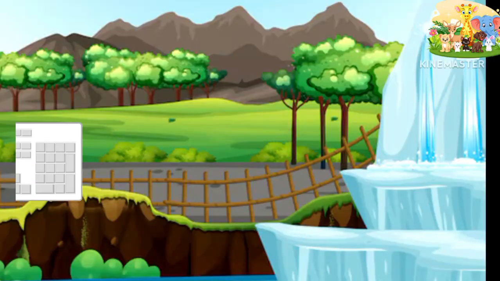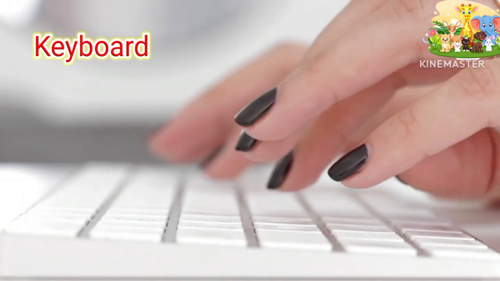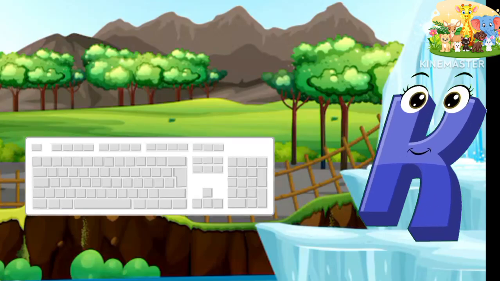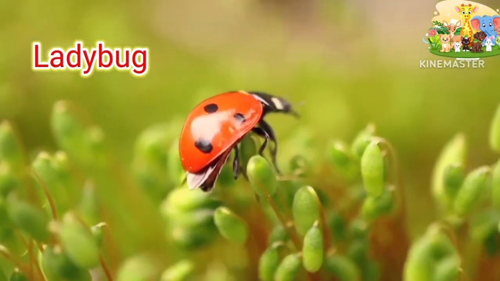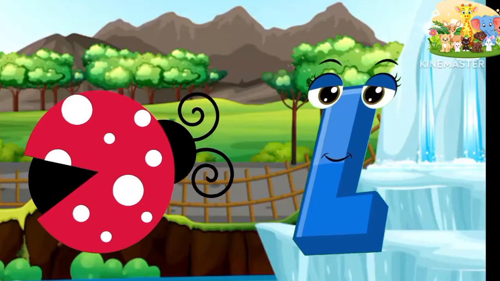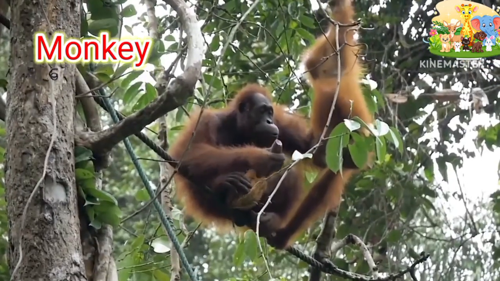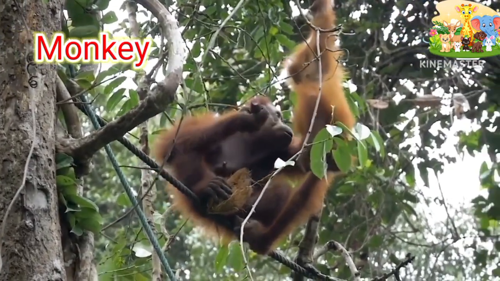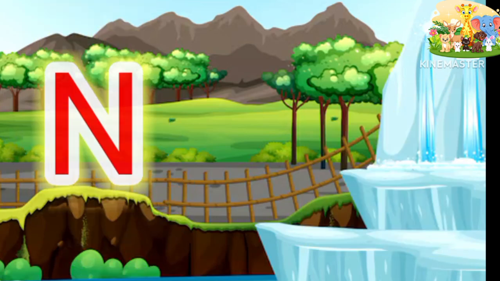K is for keyboard, keyboard. K, keyboard. L is for ladybug, ladybug. L, ladybug. M is for monkey, monkey. M, monkey.